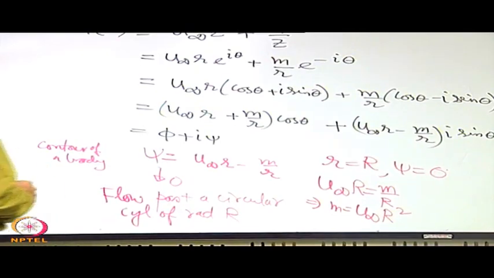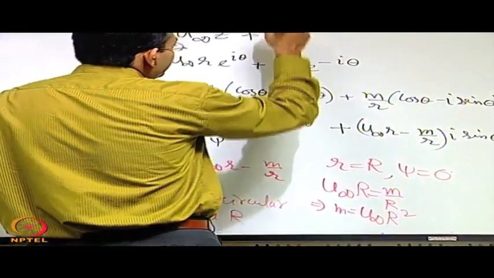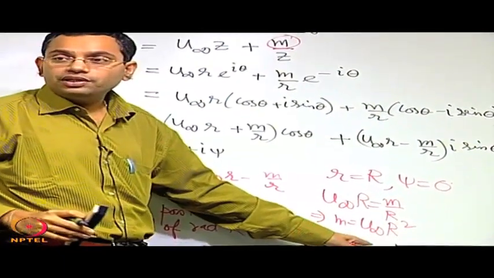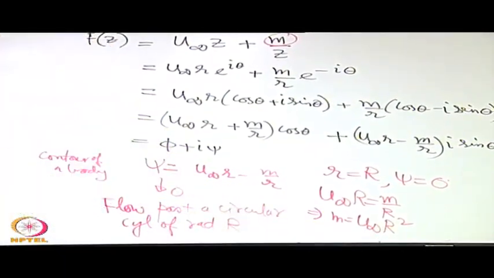Okay. So what is the key? The key is you have chosen your strength of the doublet in a particular way, that is equal to u infinity into r square. What is the velocity field?